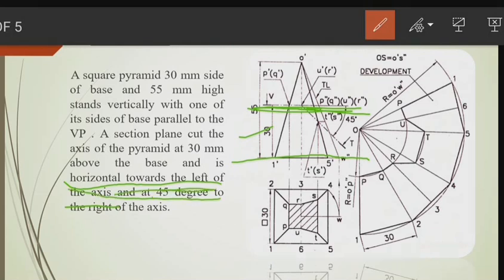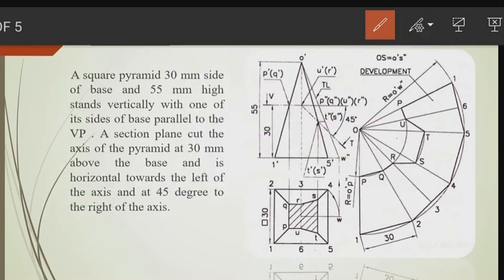Horizontal towards the left actually. That means from here it comes. Okay, horizontal towards the left of the axis. Towards the left of the axis. Okay, so you know that left of the axis means that here you can see this is the right corner, this is the left corner. Horizontal towards the left of the axis. And so it means that, yeah, clear.